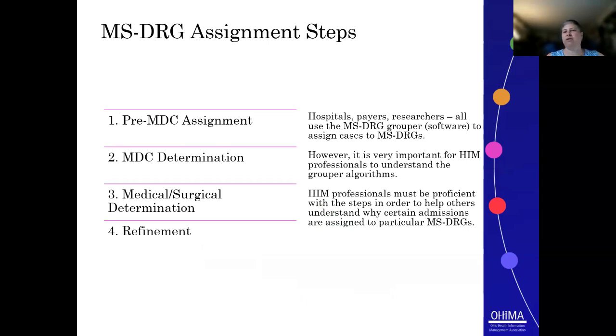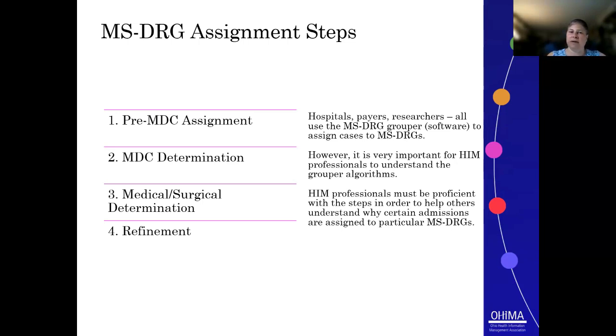Hospitals, payers, and researchers all use the MS-DRG grouper, which is software designed to assign cases to MS-DRGs. If you work in an acute care setting in the hospital, you will most likely have access to the grouper. However, it's really important for HIM professionals to understand the algorithms that are built into the grouper. We have to be proficient with these steps of assignment in order to help others understand why certain admissions are assigned to particular MS-DRGs. And I have this in here because this is real world.